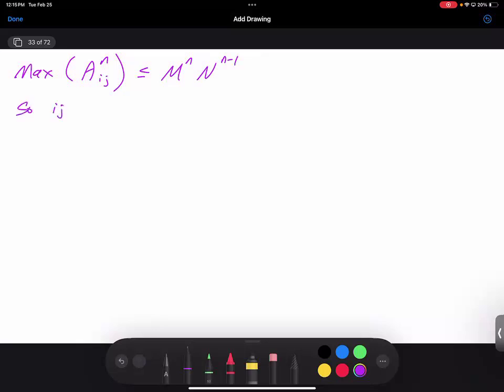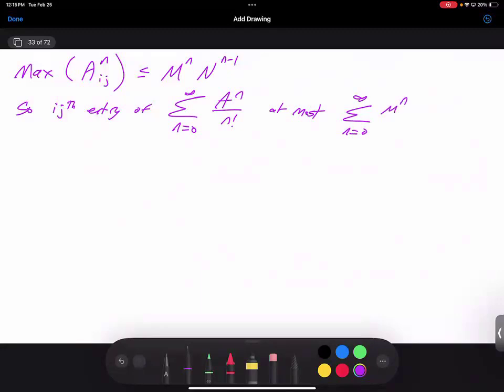So if you look at the ijth entry of the sum of A to the n over n factorial, n goes from 0 to infinity, that's going to be at most the sum, n goes from 0 to infinity, of M to the n, big N to the n minus 1, over n factorial. That's fine. That's going to converge nicely. So everything will be fine. Everything will converge. So we can talk about matrix exponentials.